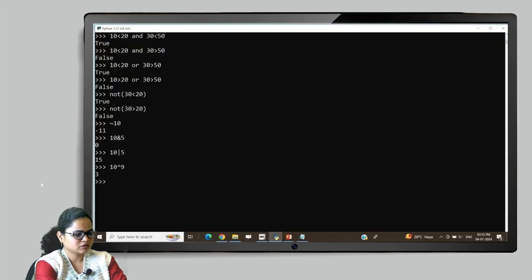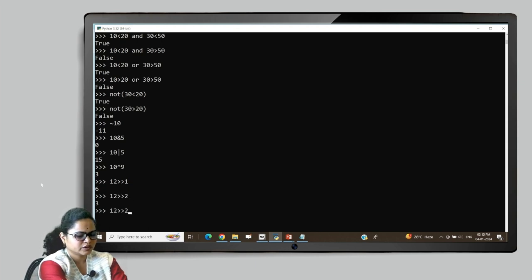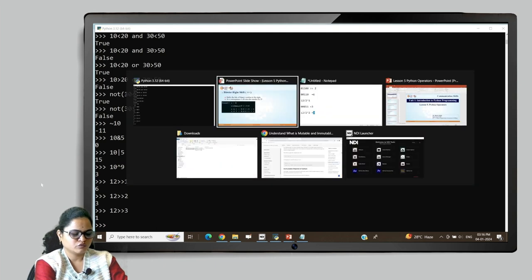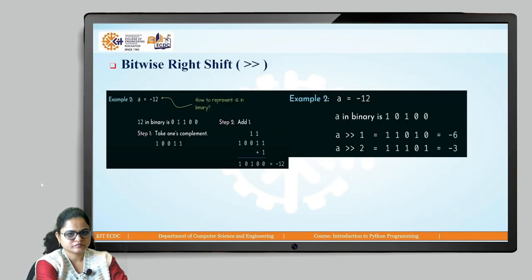So we see here, 12 right shift one digit gives the result 6. 12 right shift two digits gives the result 3. 12 right shift three gives the result 1. In this way, when you perform a right shift operation, you get your number divided by 2 raised to n, where n represents how many bits you want to shift to the right.